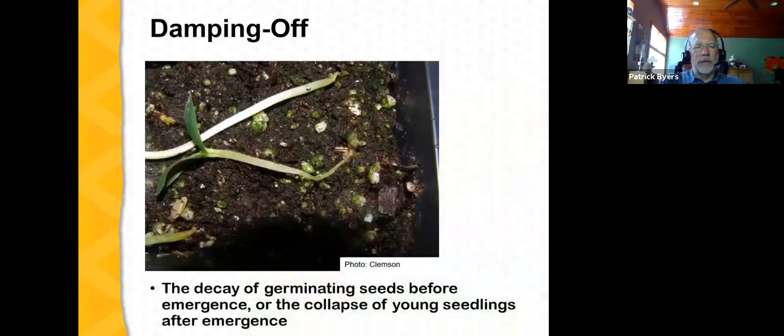Damping off, the death and decay of germinating seedlings. Again, this is an example of a symptom of fungal infection that typically takes place at the root system or right at the soil level on the tender, vulnerable tissue of germinating seedlings.